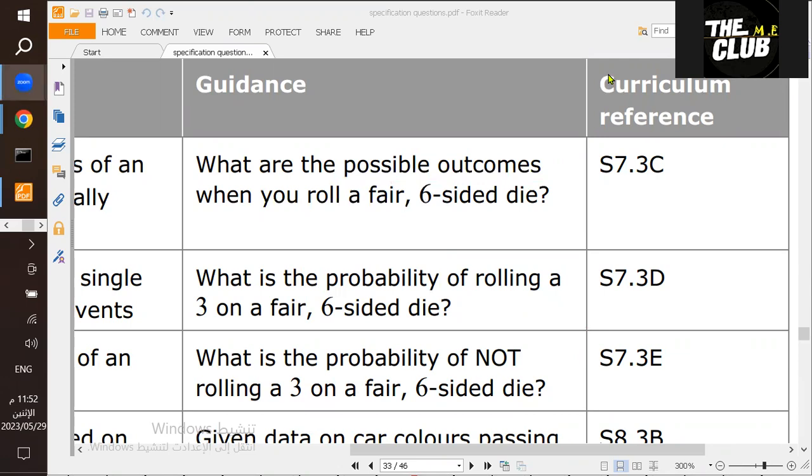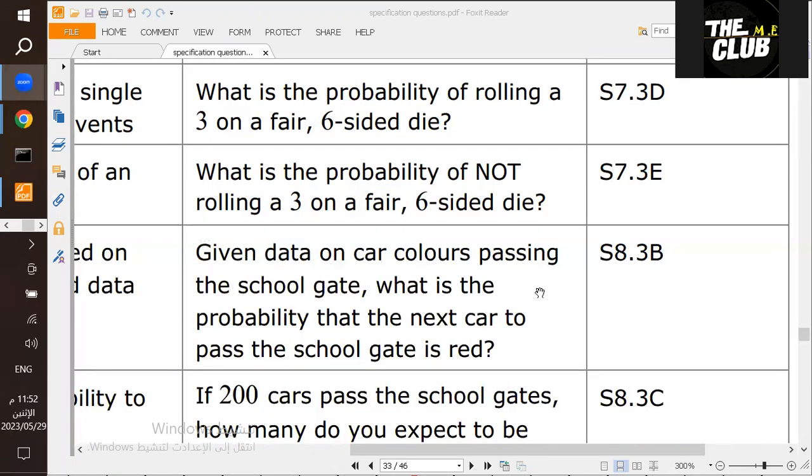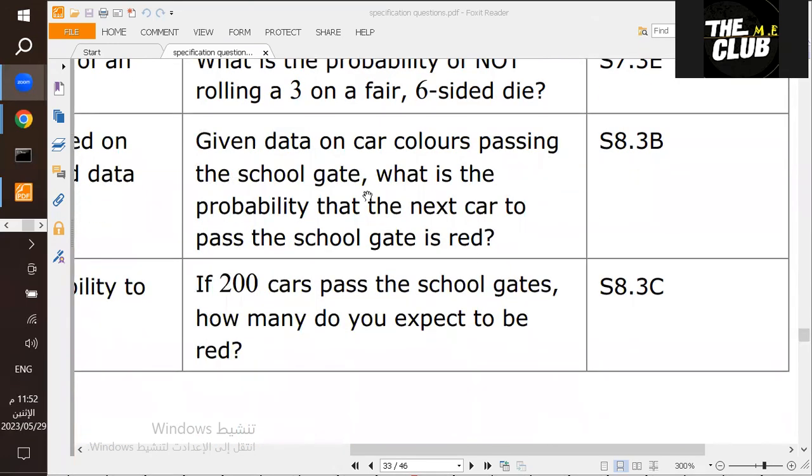Let's move on. Probability is easy. It's not hard to do. Given data on car colors passing the school gate, what's the probability that the next car to pass the school gate is red? Of course, given data means they give you information.